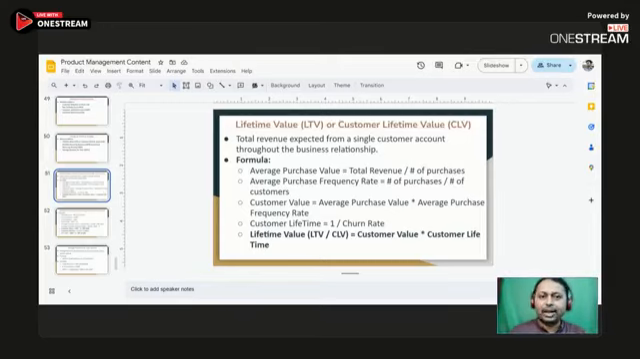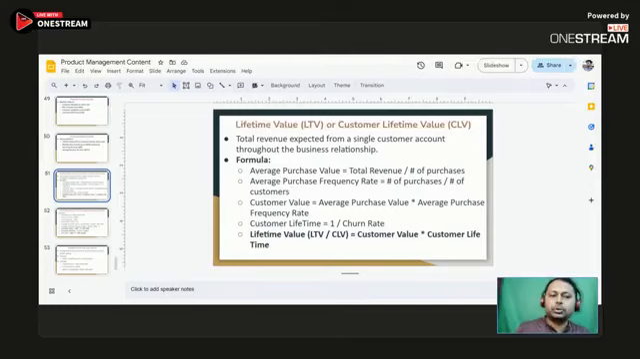So that is the average purchase frequency rate. Okay. So that is one. And so with that, we'll be able to identify these two values. With that, we have the customer value, which is how much amount I'm going to pay over the next few years. And the customer lifetime, so how long I'm going to stay with the company.